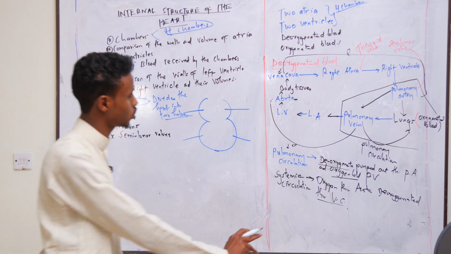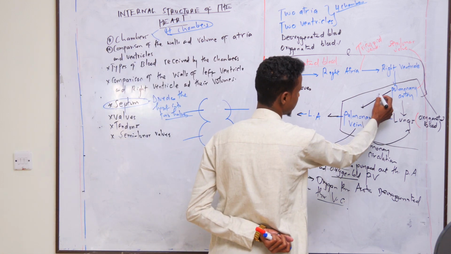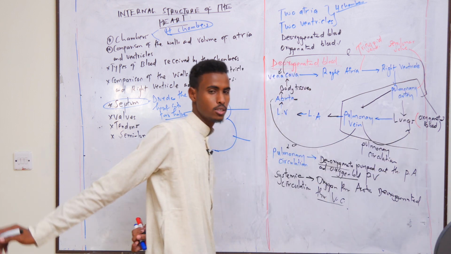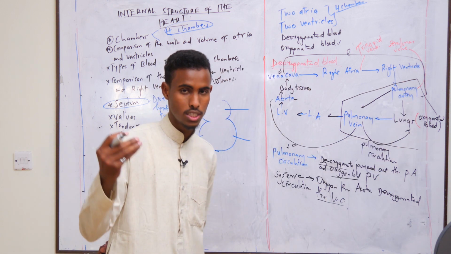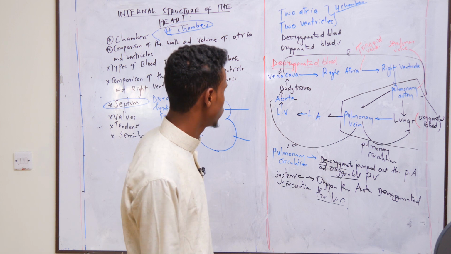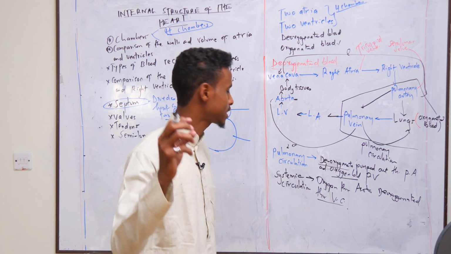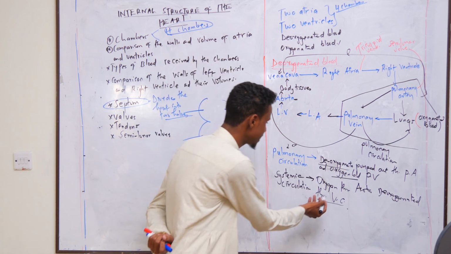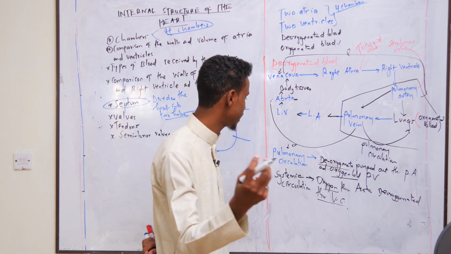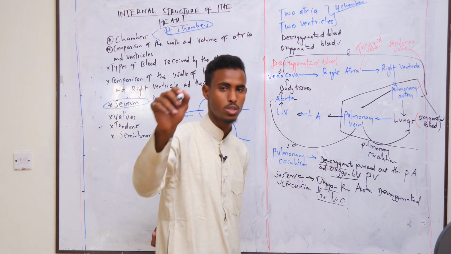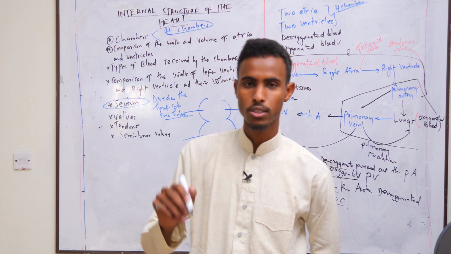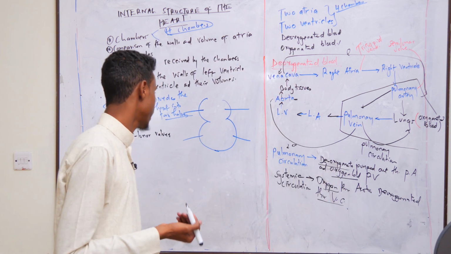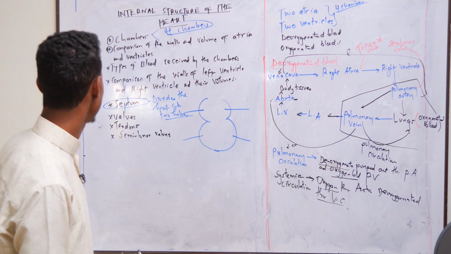We say pulmonary circulation is a circulation where deoxygenated blood is pumped out of the heart through the pulmonary artery, while oxygenated blood returns back to the heart through the pulmonary vein. Systemic circulation is a circulation where oxygenated blood is pumped out of the heart through the aorta, while deoxygenated blood returns back to the heart through the vena cava. That was briefly about that.